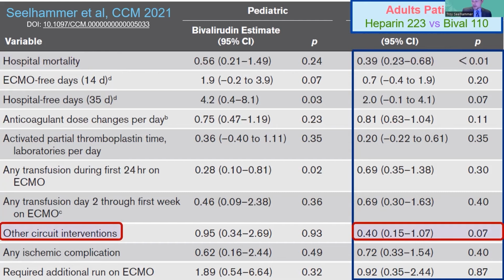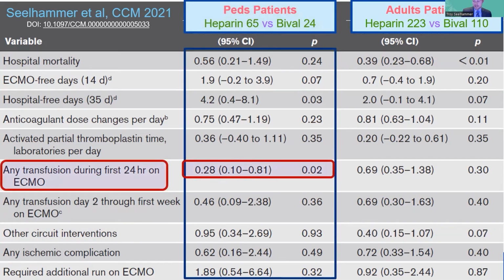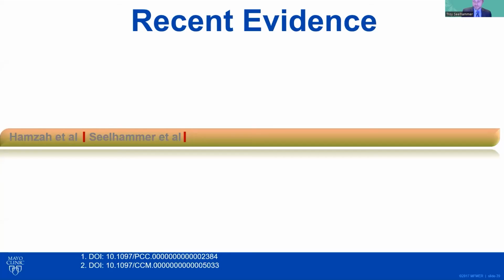As far as circuit interventions, there was not a statistically significant difference here, although I think this trend is worth noting with a p-value of 0.07, with bivalirudin having a reduction in circuit intervention rate. In the pediatric population, this is that transfused in the first 24 hours, with a marked reduction in those receiving bivalirudin.